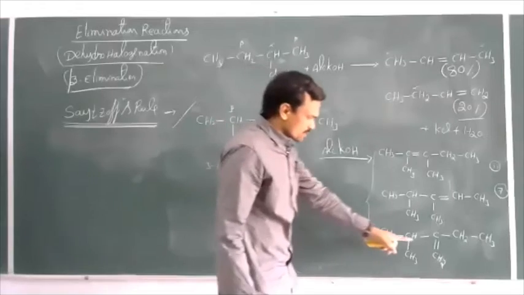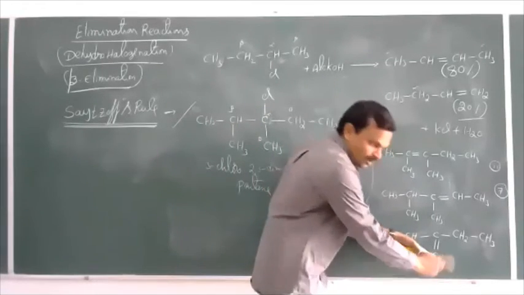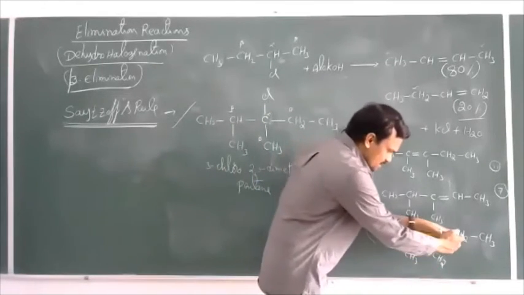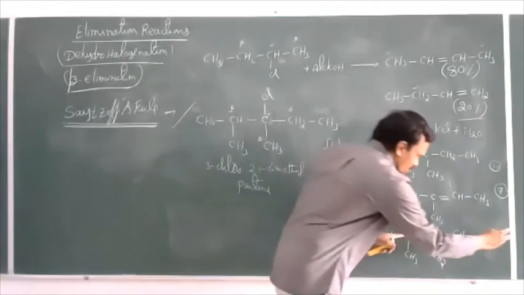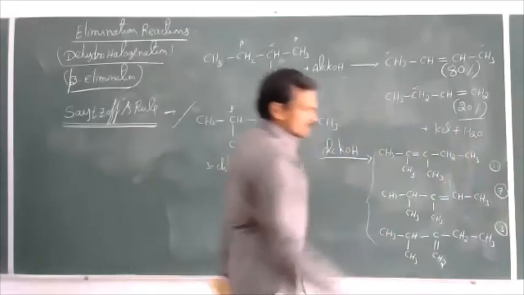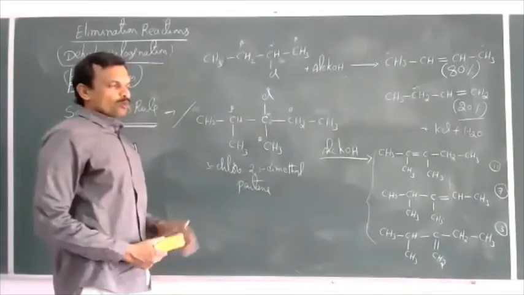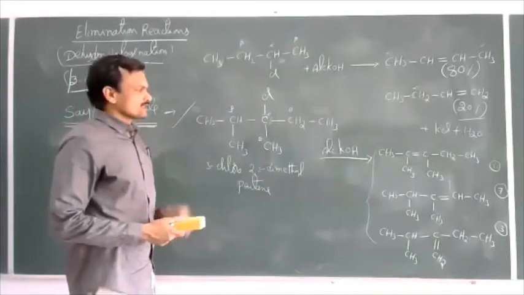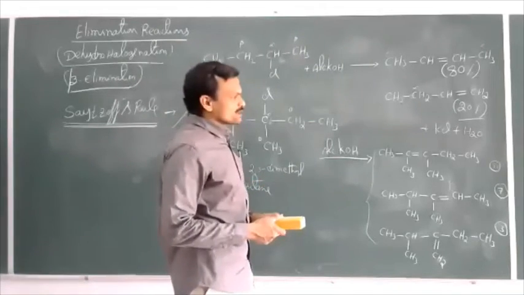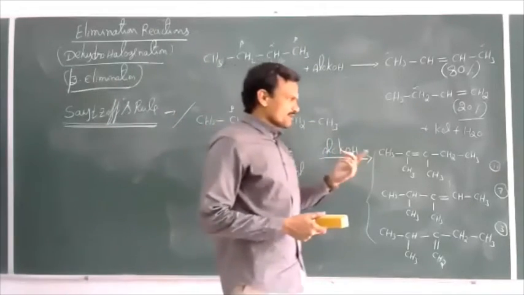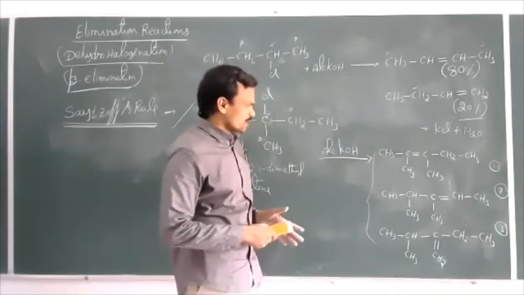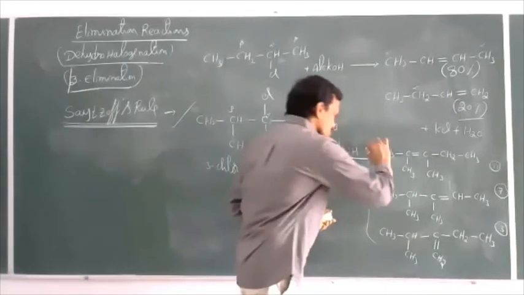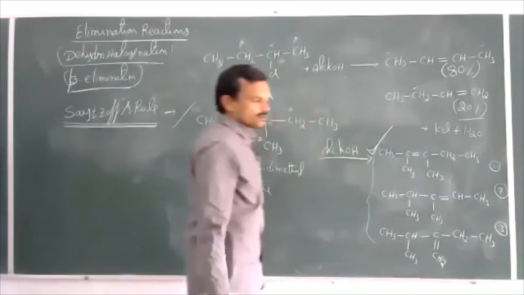Now come to the third structure. No alpha carbon, no alpha hydrogen. This is an alpha carbon, 2 hydrogens. This is an alpha carbon, only 1 hydrogen. Total here 3 alpha hydrogens are there. So the more the number of alpha hydrogens, the more the number of hyperconjugated structures. The more the number of hyperconjugated structures, the more the stability of the alkene. That means out of these 3 products, the first one is formed as the major product.